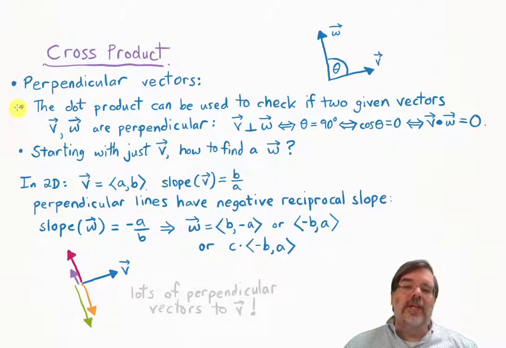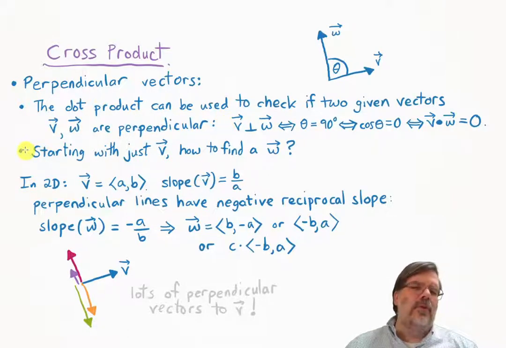Now, we learned that the dot product can be used to check if two given vectors, say v and w, are perpendicular. Because if the vectors v and w are perpendicular, the angle between them would be 90 degrees, and the cosine of 90 degrees is 0. Previously, we learned how to calculate the cosine of the angle between two vectors using the dot product, and when the cosine is 0, that also implies that the dot product of those two vectors is 0. So given two vectors, you can easily check if they're perpendicular.